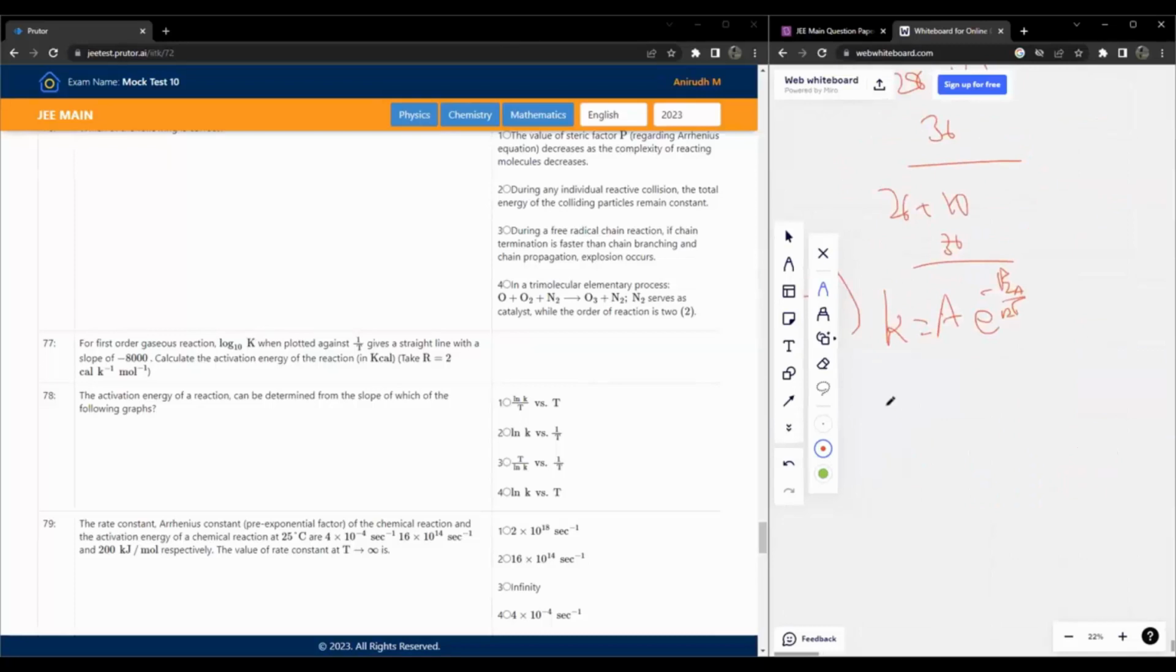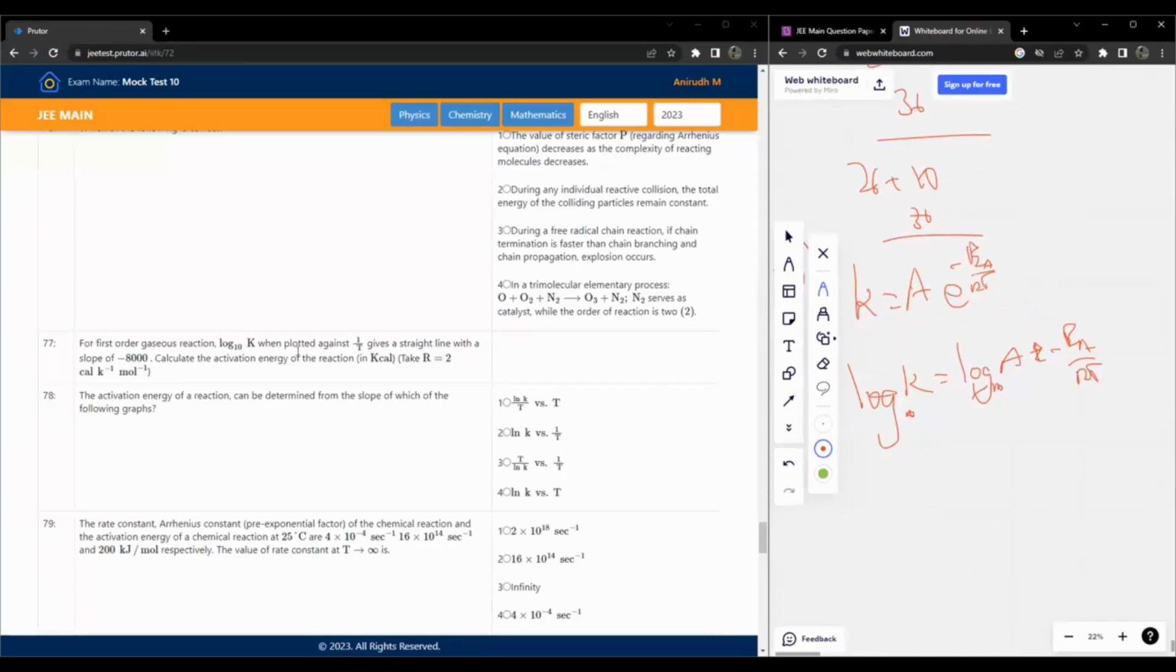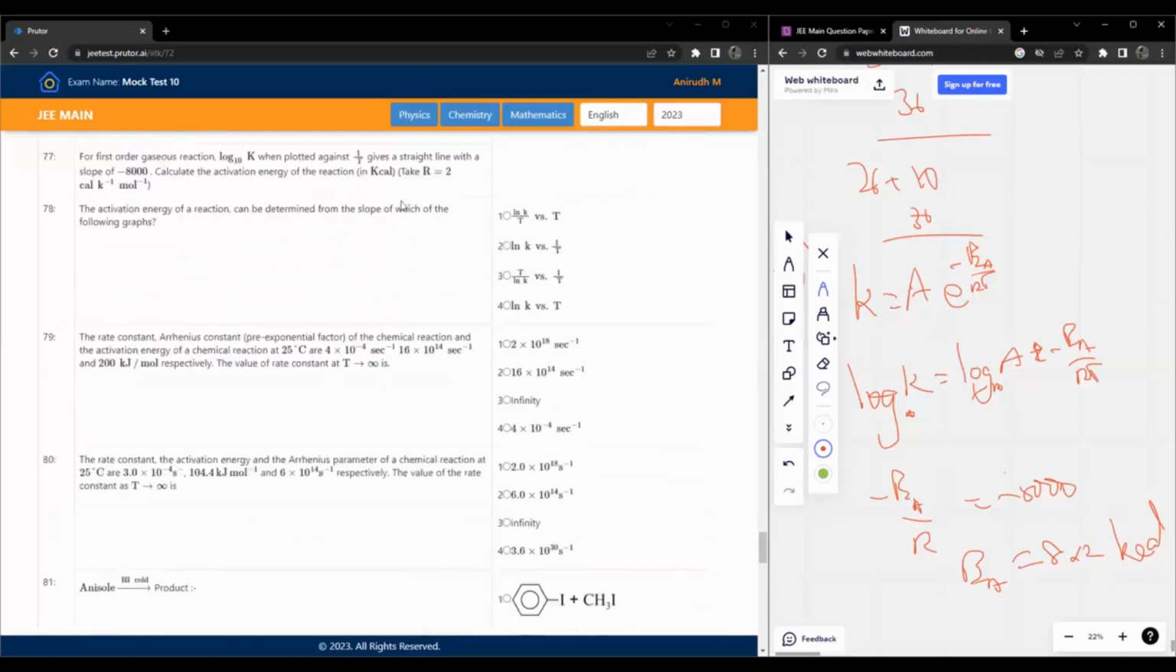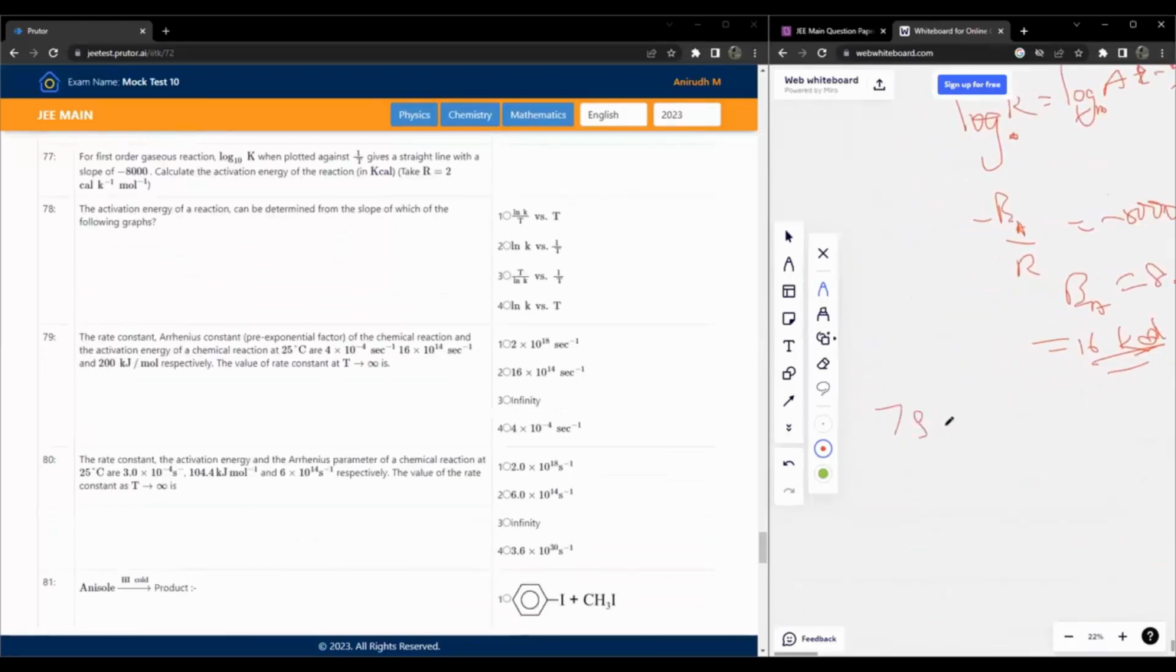And so you get log K versus log A. This is a straight line with a slope of minus 8,000, and this slope is basically minus Ea divided by R. Now the activation energy, this is minus 8,000. So Ea is equal to 8 into 2 kilocalories, which is 16 kilocalories. Right, 16 is your answer. That is 77, 78. Activation energy can be determined from ln K versus 1 by T.